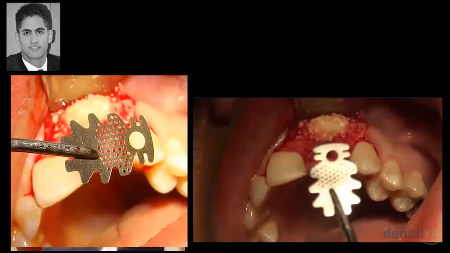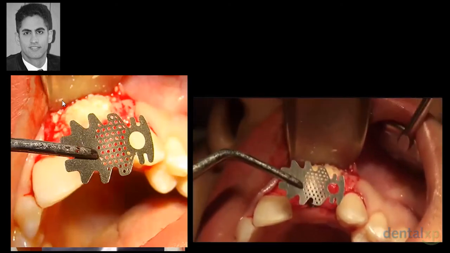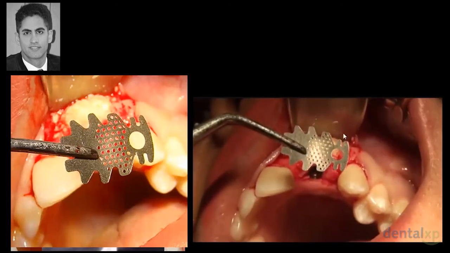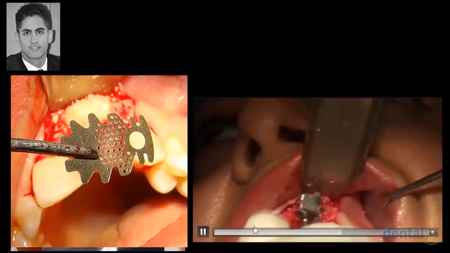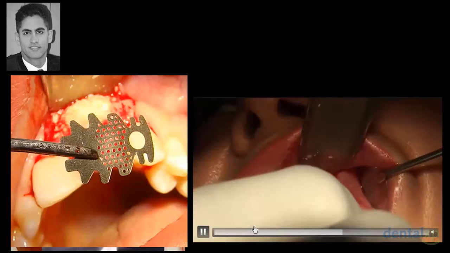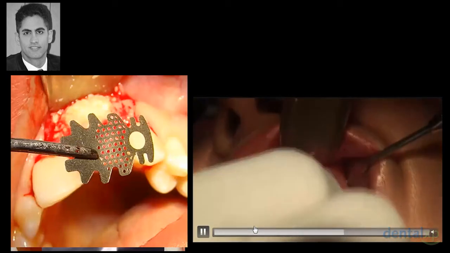This is the type of mesh that I'm going to use in this case, which is the A2 type of mesh. You can see these projections. We should bend them, and they will cover the graft, and we're going to fix it with a cover screw or healing abutment, or using the flat abutment of its system.